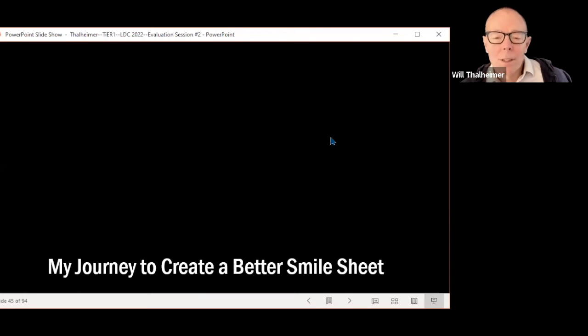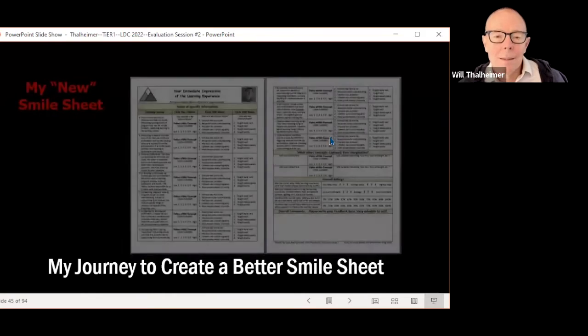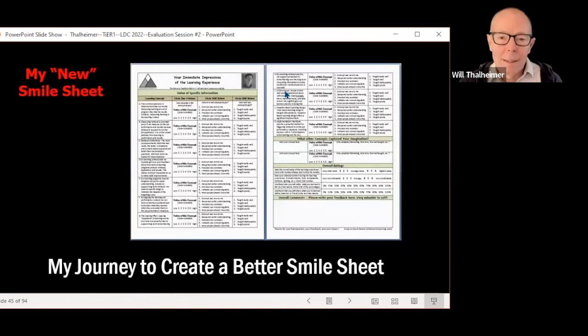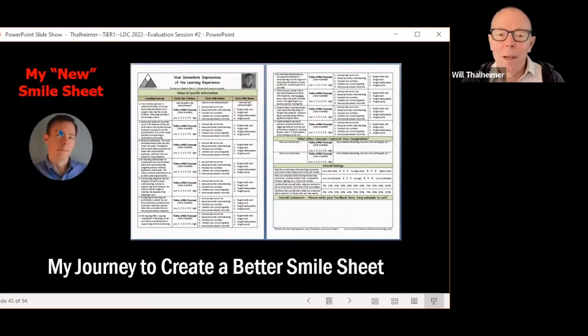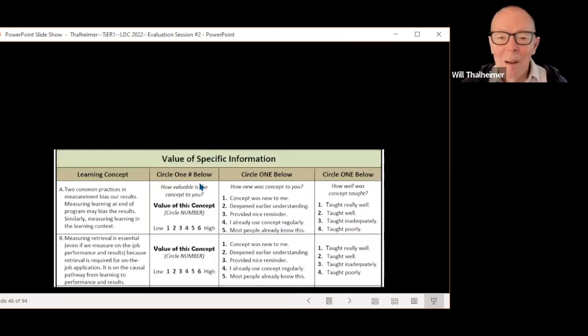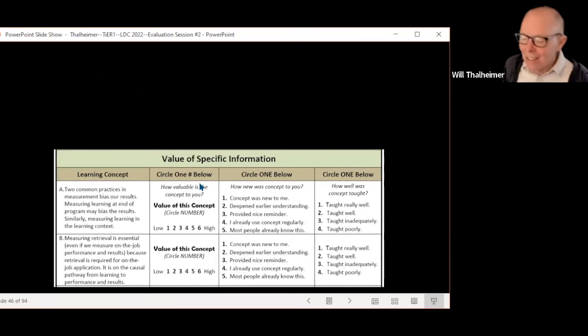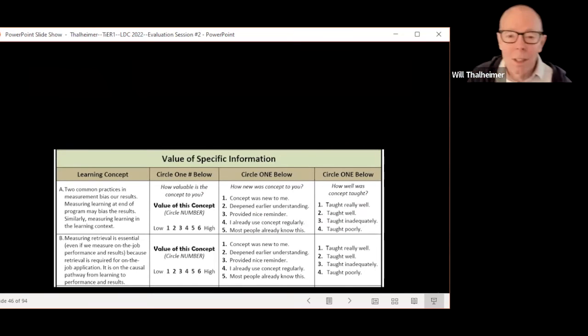So this is my journey to create a better smile sheet. I know you can't read this, but I'm showing you that it was a 2-page thing. It was on paper. It was a while back. This is what I look like now. This is what I look like back then. I had more hair back then. I was definitely more youthful, better looking now, but I was more youthful back then. I'm just mentioning this to show you it was a long time ago, but this is the journey I took.